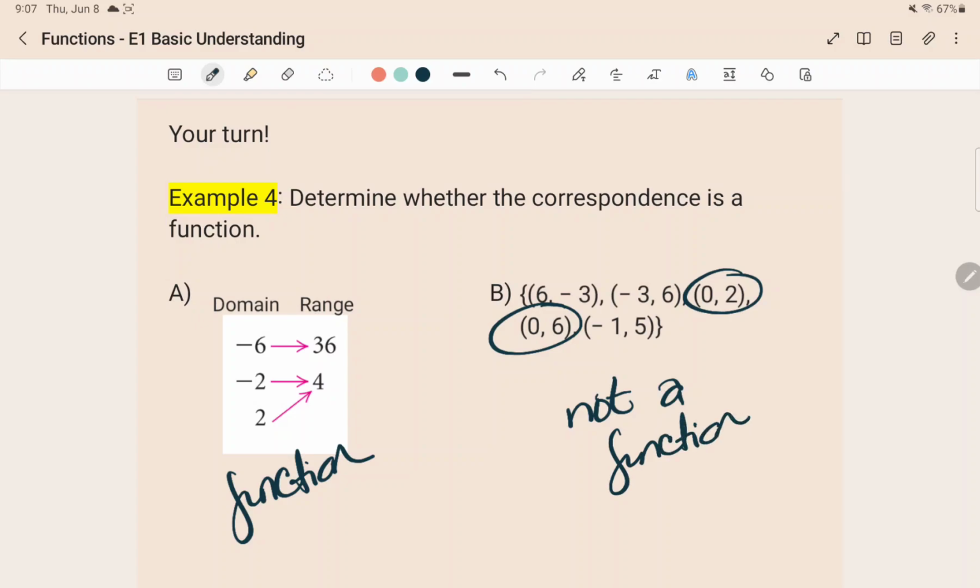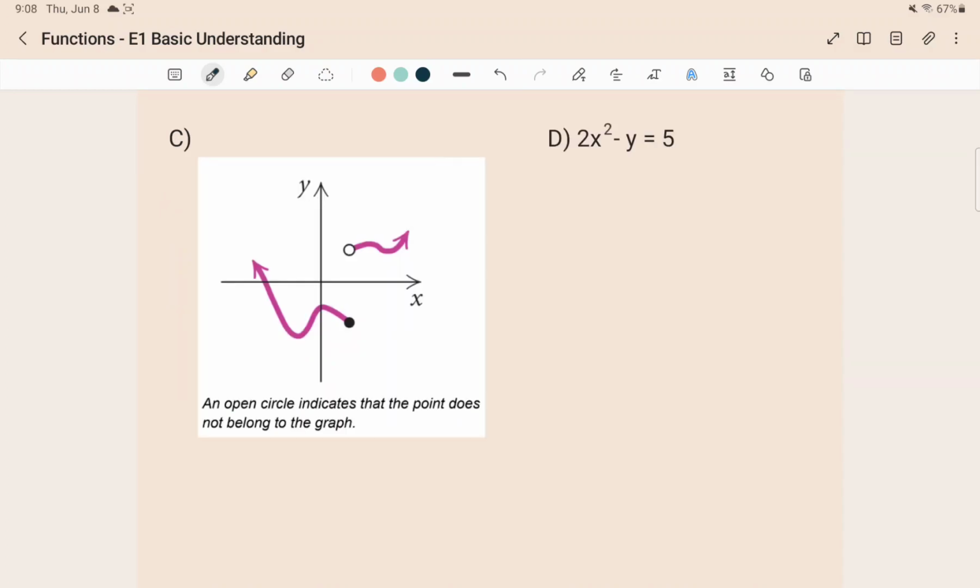If I wasn't sure, I could graph these 5 points and it would fail the vertical line test because (0, 2) and (0, 6) fall on the same vertical line of x equals 0. Try these two on your own.